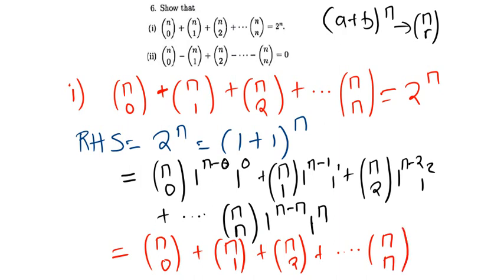So we can now see that the left hand side has become equal to the right hand side. So left hand side is equal to right hand side, hence shown.